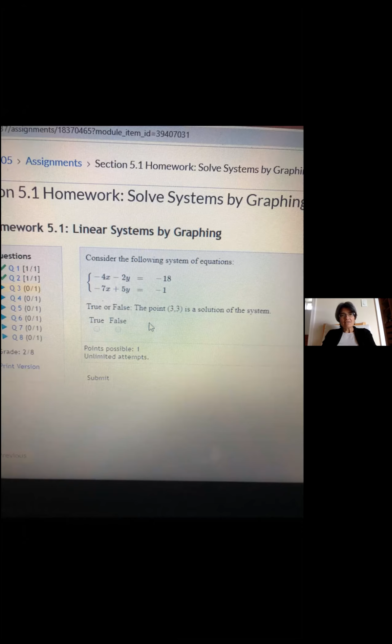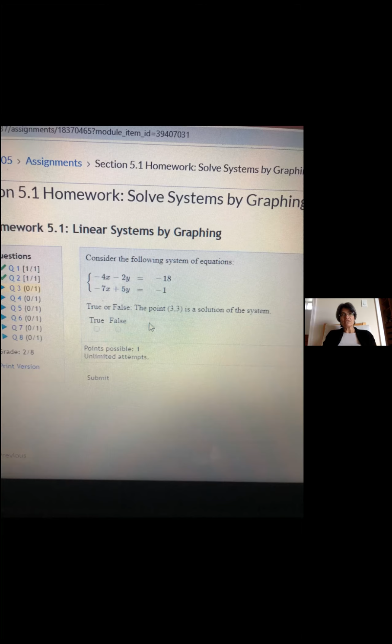And so it says this is a true or false question. So you don't actually have to graph it, because you're just checking to see if it's a solution, right? Right, so I'm just trying to see if that 0.33 is the solution. Yes, you're going to plug them in for x and y, right?